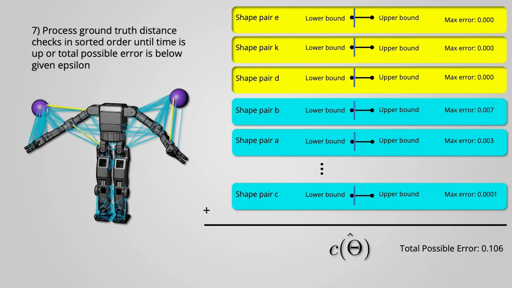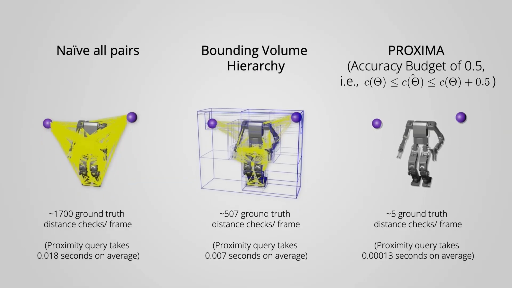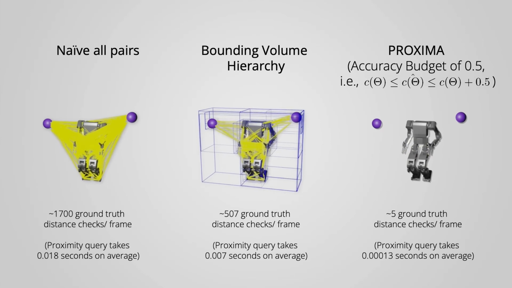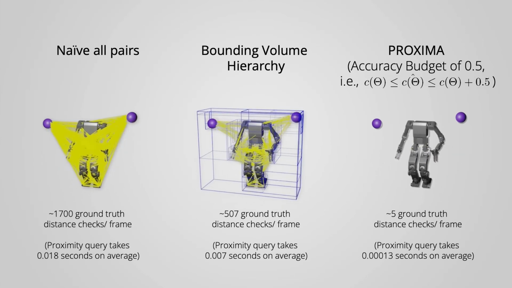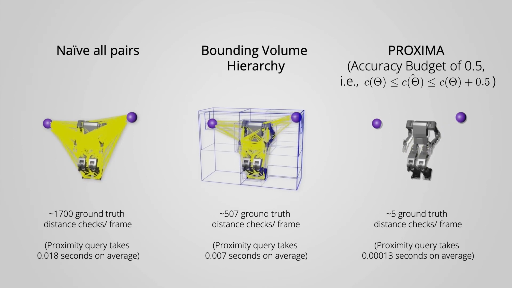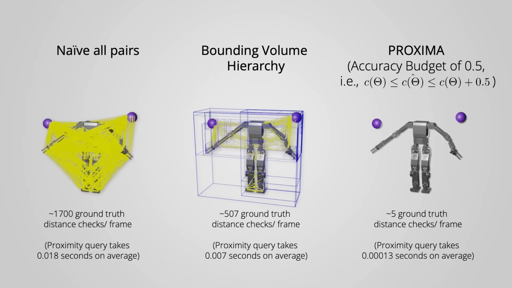Because ground truth distance checks are processed in order of maximum possible loss function error, we argue that our algorithm makes great use of its computational resources within its allotted budget. Briefly looking at some results, we see that Proxima here with an accuracy budget of 0.5 is much more efficient as it requires many fewer expensive signed distance checks, all while having a cautious, comprehensible bounded error.